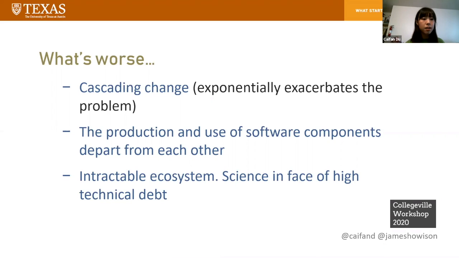And what's more, developers in the scientific software space don't usually have usage data to know how researchers use and combine their software components. So one outcome from that is that the production and use of software components are drifting away from each other. And in the long term, this will lead to high technical debt that science needs to deal with, though they currently don't really have a very effective mechanism to deal with it. And when that debt reaches a certain scale, the issue will become intractable.